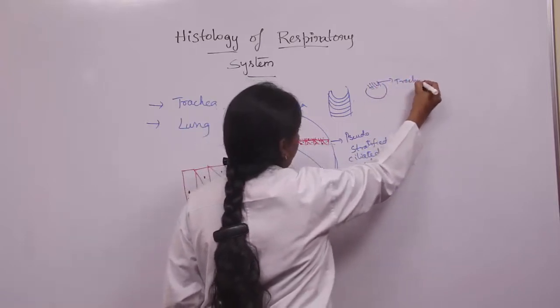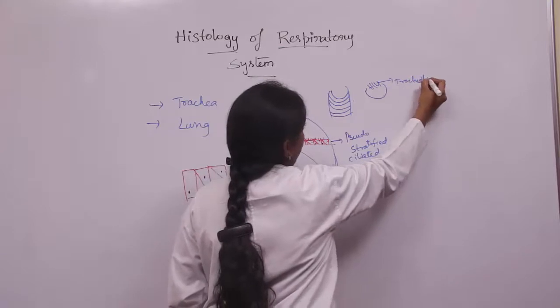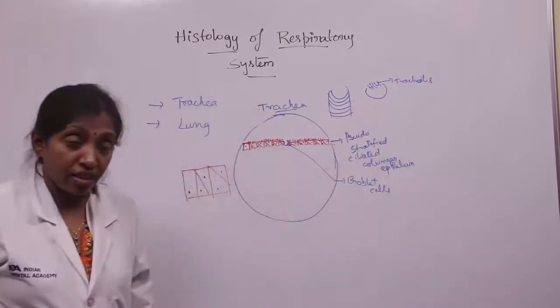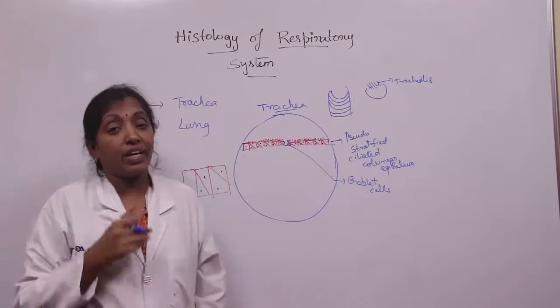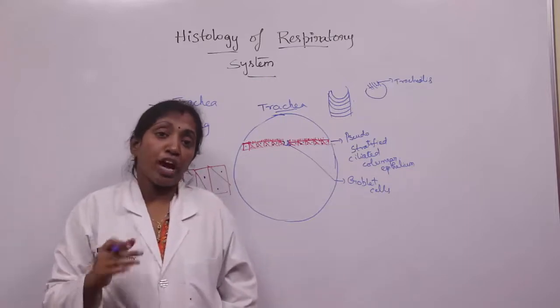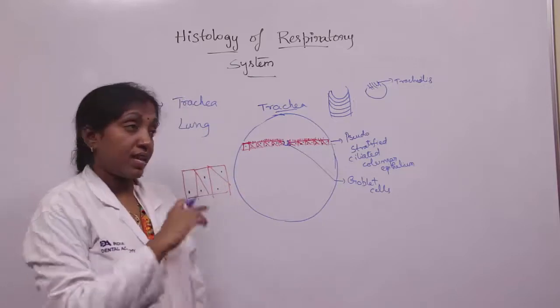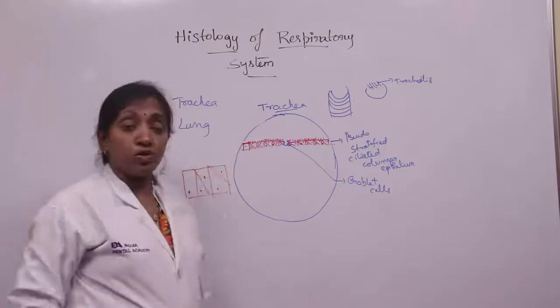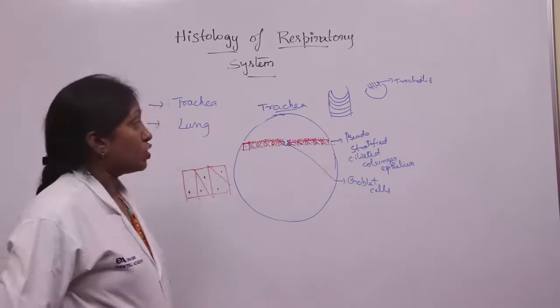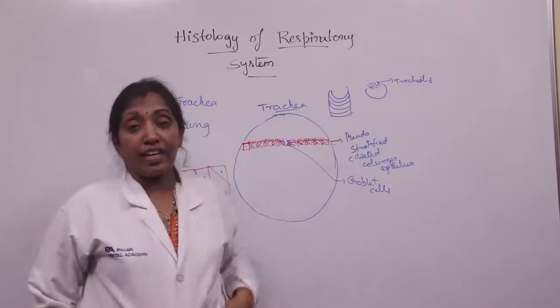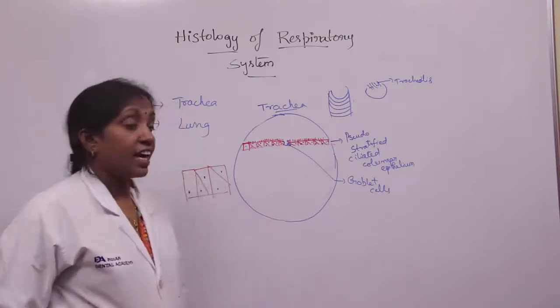On the posterior aspect of the tracheal ring, we have smooth muscle, and because of that muscle we call it the trachealis muscle. Behind the trachea we have the esophagus. So in order to avoid any damage to the esophagus, the posterior aspect of the trachea consists of smooth muscle called trachealis. The cartilage of the tracheal rings is made up of hyaline cartilage.